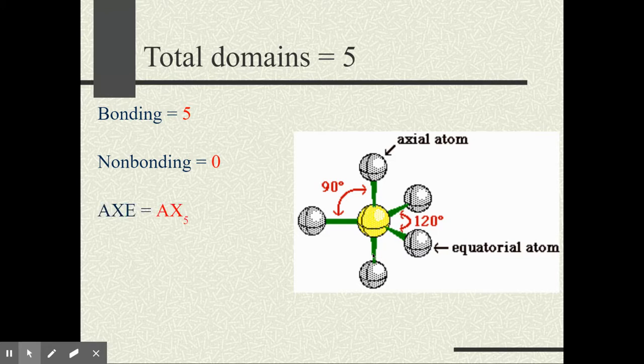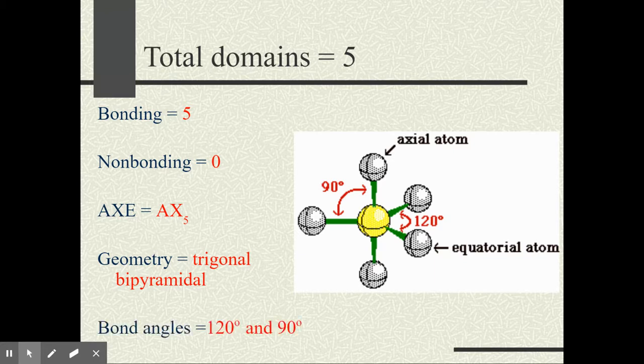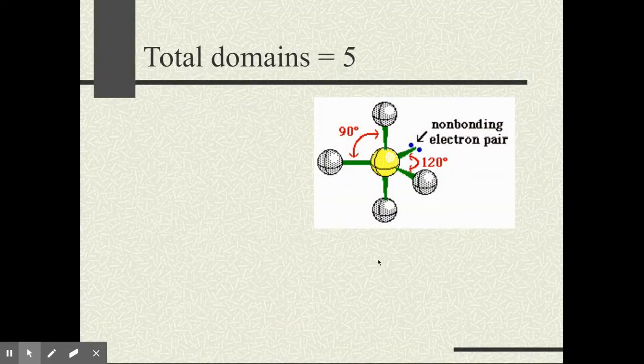This is an AX5, and the geometry is called trigonal bipyramidal. The only way that you're going to know these is by practice. Bond angles are pretty straightforward. They're 120 and 90. Okay, so now we're going to be taking away some of the sites.